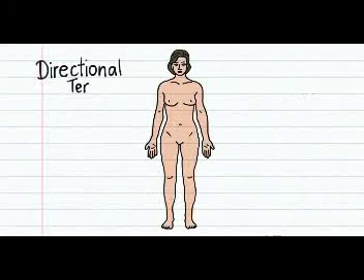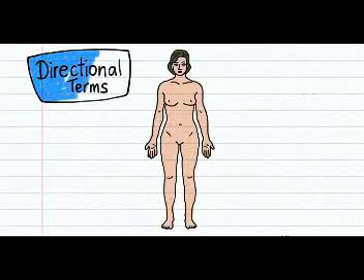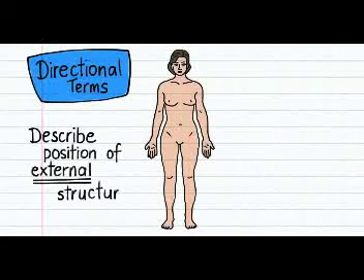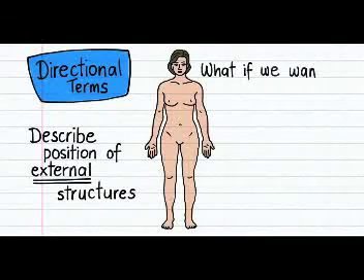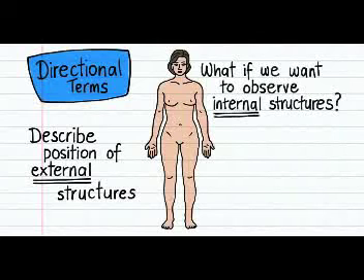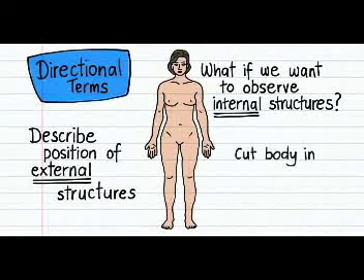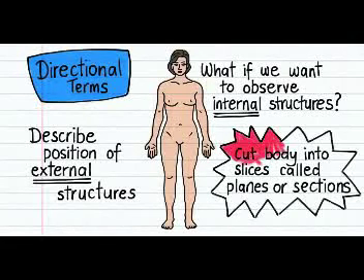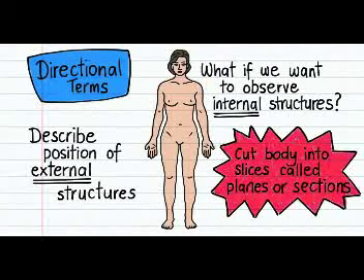So far, all of the anatomical terms that we've described are what we call directional terms. That is, they're terms that describe the position of one external structure relative to another. But what happens if we want to observe the relative locations and arrangements of internal structures and organs, like for example the heart, lungs and brain? Well, to do this we need to cut the body into slices called sections or planes.